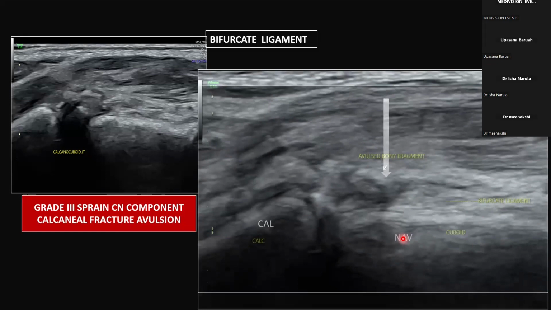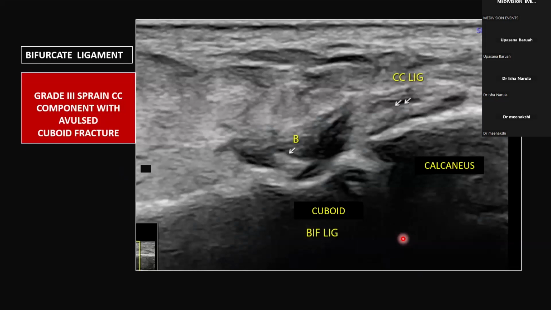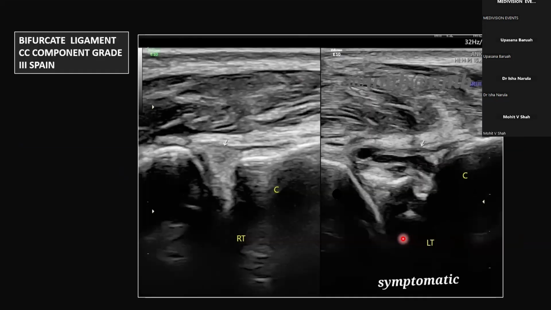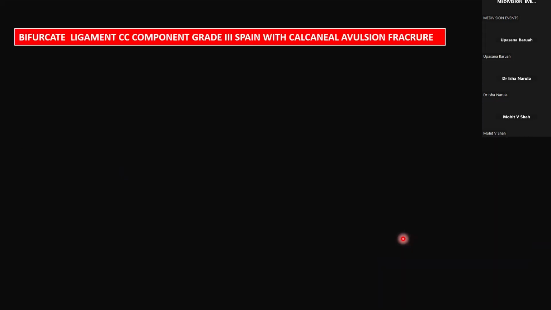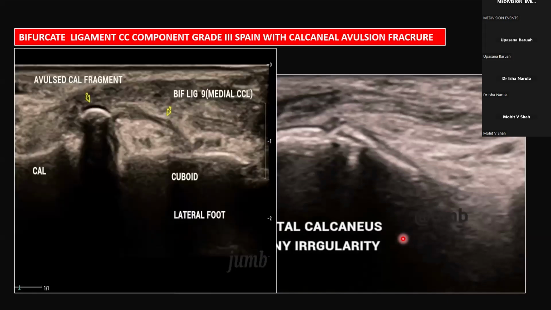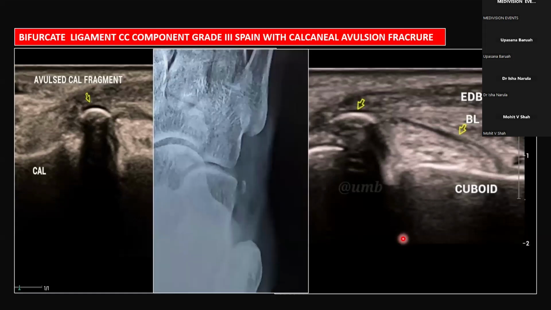Another case of grade 3 sprain of the calcaneocuboid ligament and avulsed calcaneocuboid fracture. Here is a grid, as you can see, and compare with the other asymptomatic side. And there is also a grade 1 sprain of the calcaneonavicular component in this case. So another case showing distal calcaneal bony irregularity, and you can see how nicely the bifurcate ligament avulsed out from the calcaneal end, and this is the X-ray showing this is an avulsed bone fragment.